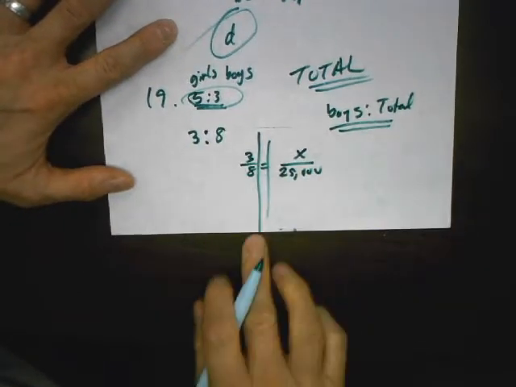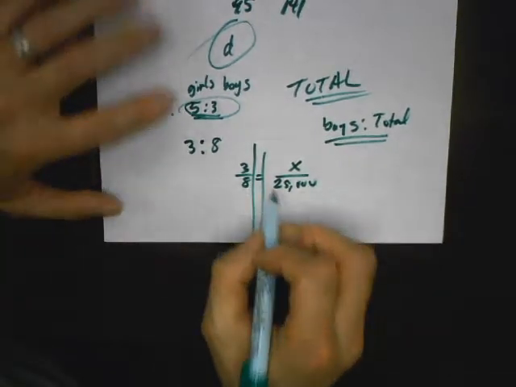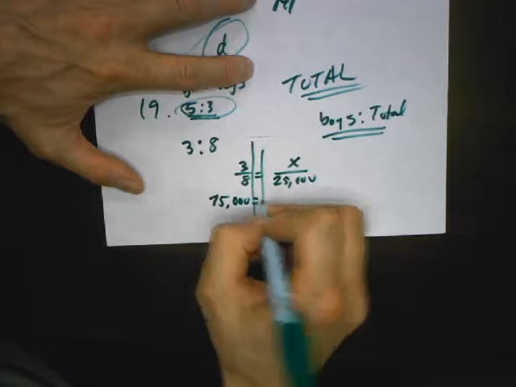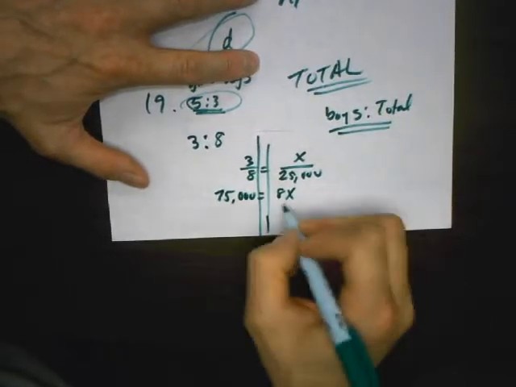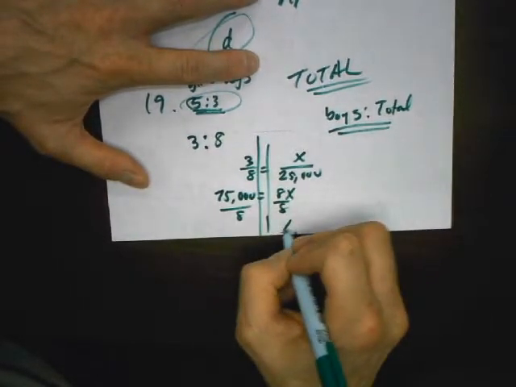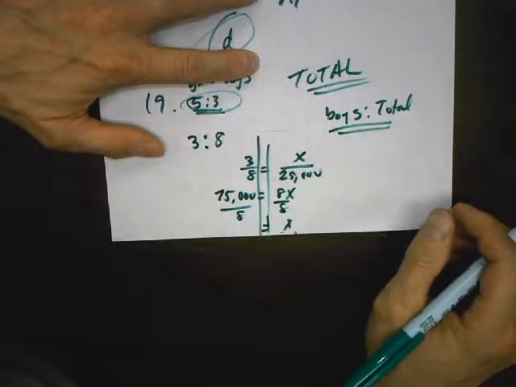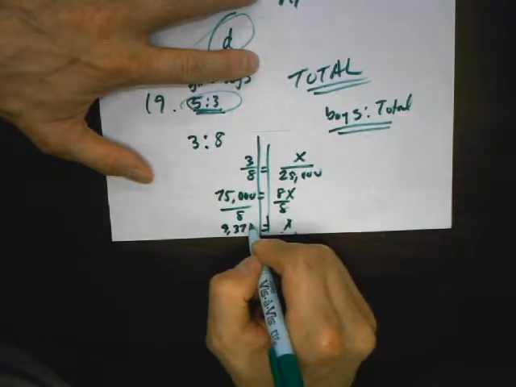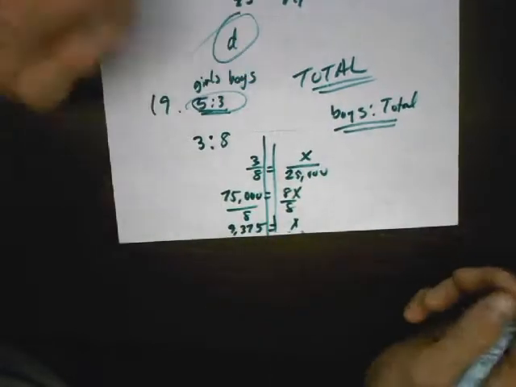So again, this is where we cross multiply. I have, think of quarters, right? 3 times 25. I have 75 with 3 zeros. And 8 times x is 8x. Divide both sides by 8. And x is, and when you divide those two, you're going to get 9,375. Last problem.